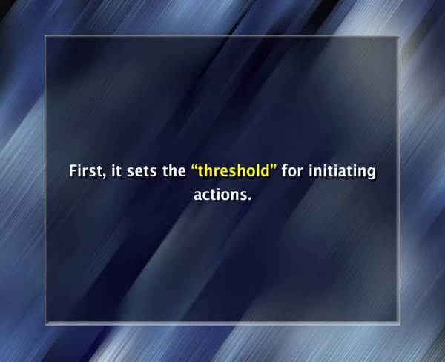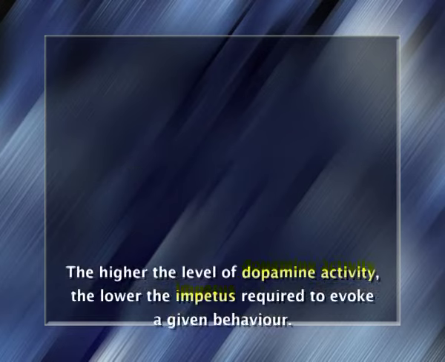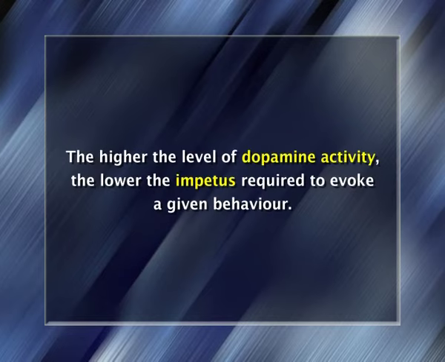Dopamine contributes to the action selection process in at least two important ways. First, it sets the threshold for initiating actions. The higher the levels of dopamine activity, the lower the impetus required to evoke a given behavior. As a consequence, high levels of dopamine lead to high levels of motor activity and impulsive behavior. Low levels of dopamine lead to torpor and slowed reactions.